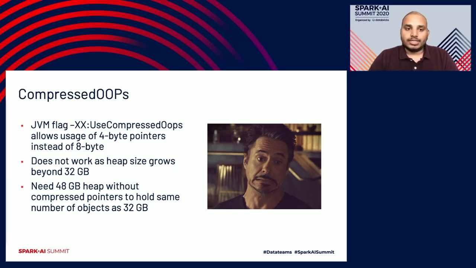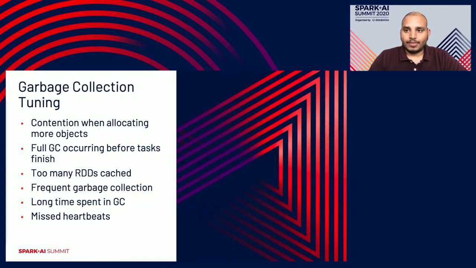One thing to note is that a 32 gigabyte heap with 4-byte references can contain as many objects as a 48 gigabyte heap with 8-byte references. So if your executor heap sizes are between 32 and 48, you're not getting any memory benefits.